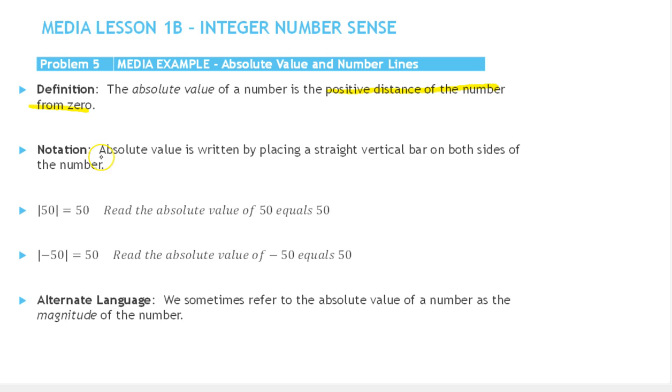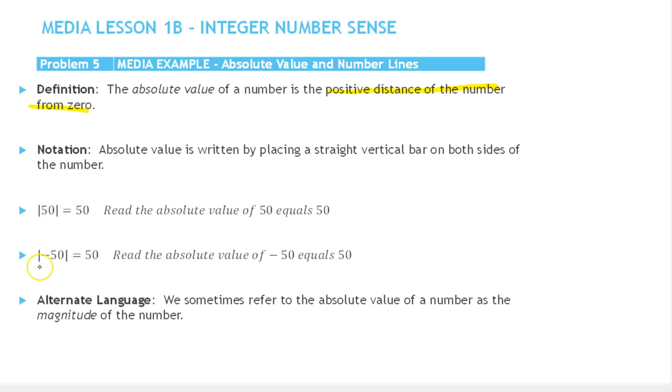So for our notation, absolute value is written by placing a straight vertical bar on both sides of the number. So here, notice we have these two straight vertical bars, and this means the absolute value of 50. And notice it equals 50. So the positive distance of 50 from 0, well, it's 50 away.